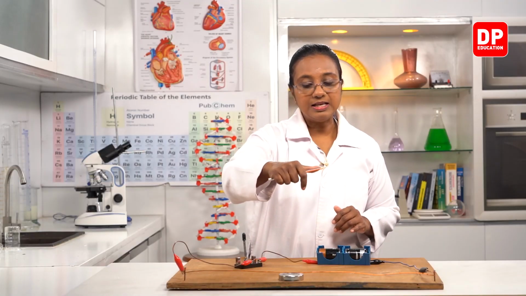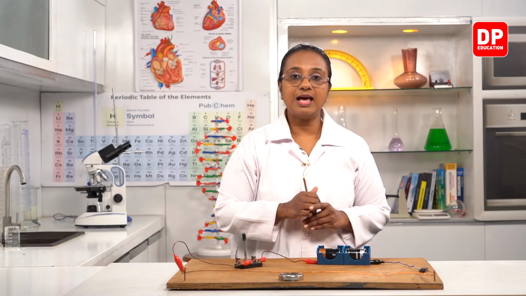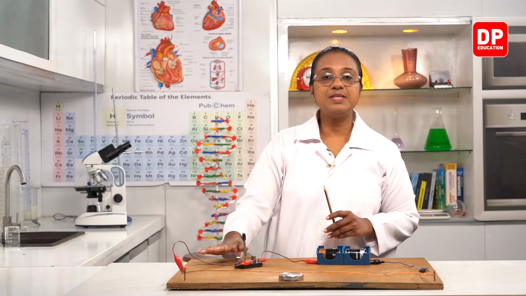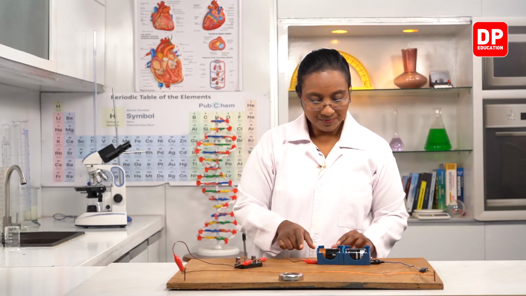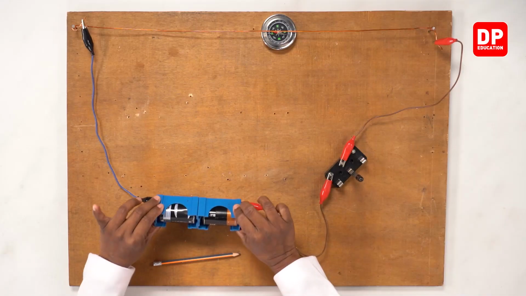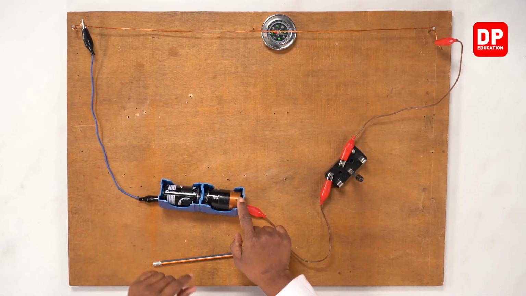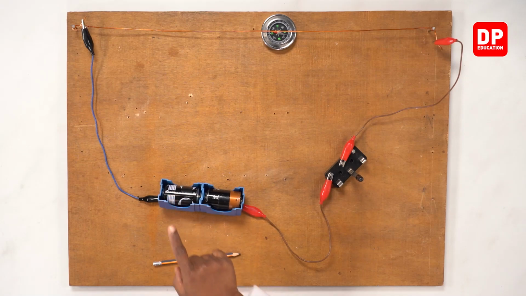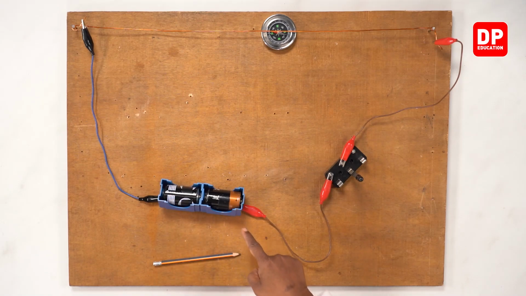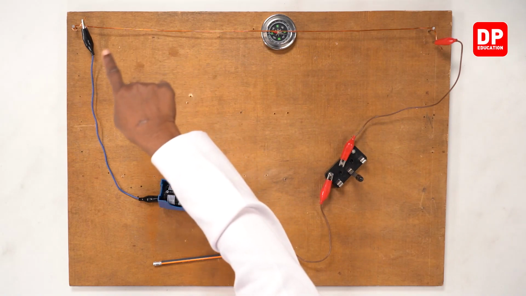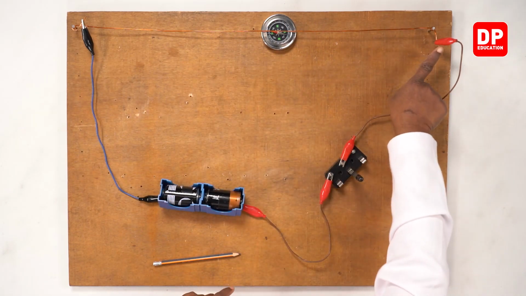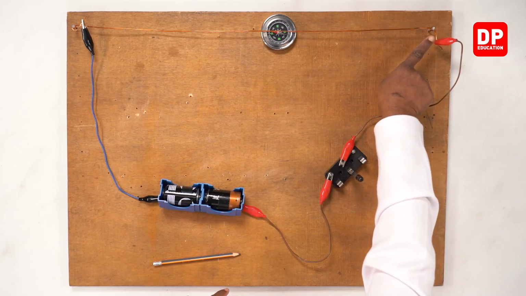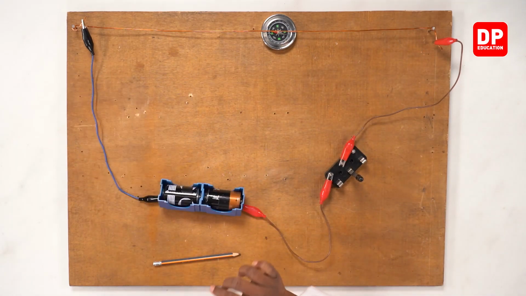Now we will look at this using the conductor as well. The same setup I used for the previous activities. As you can see, I have connected the terminals of the battery. You can see the positive terminal and negative terminal. From the positive terminal through the external circuit, current will flow this way. So in this conductor, the current is going to flow from the red color clip towards the black color clip.